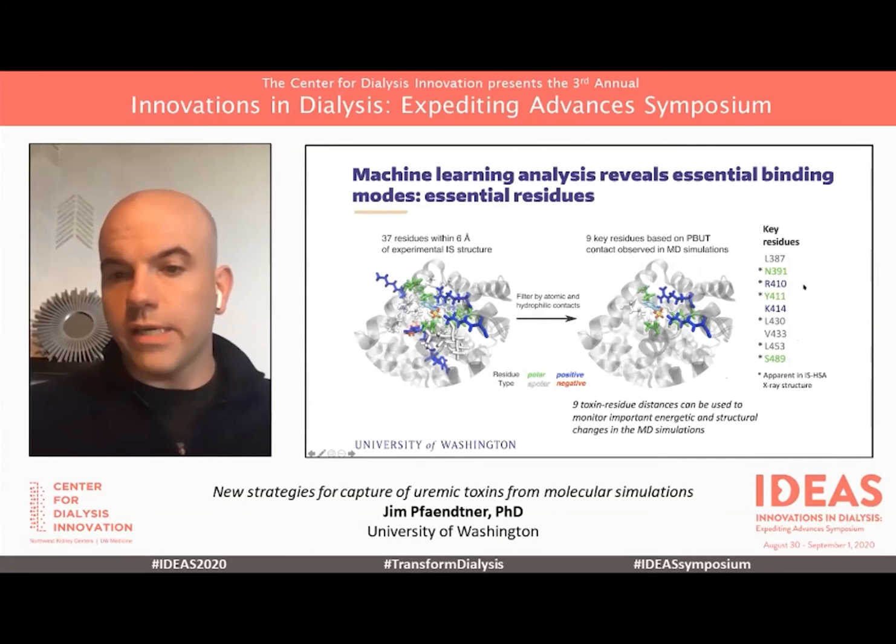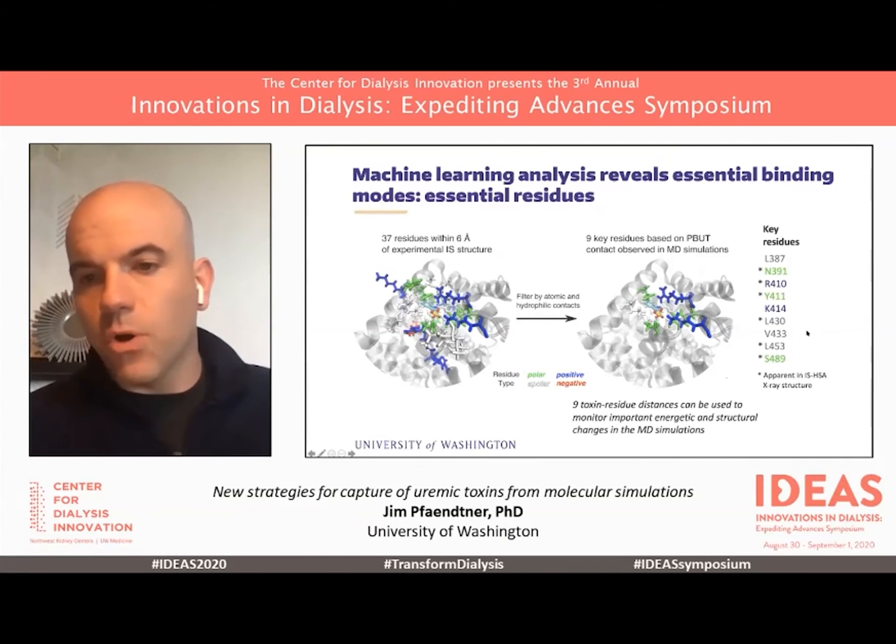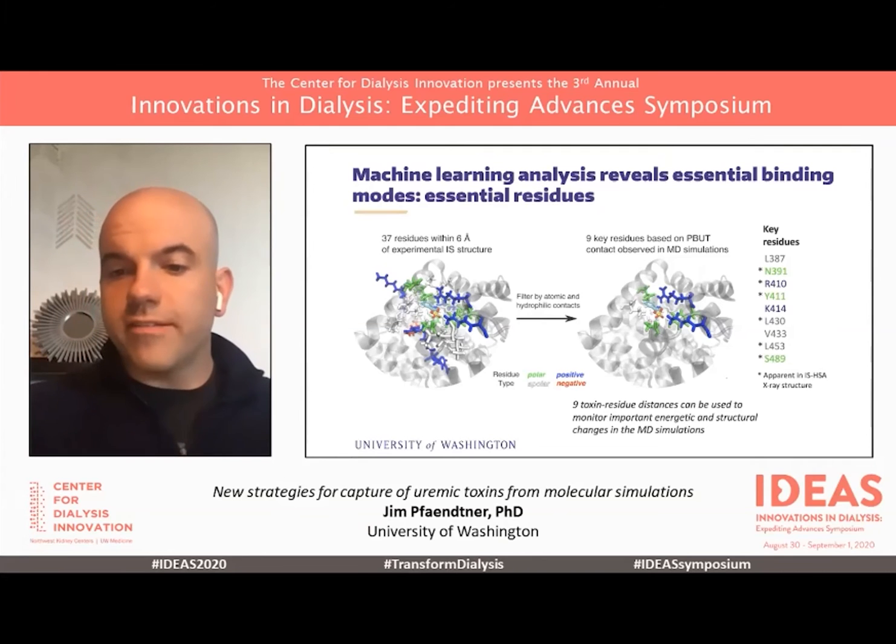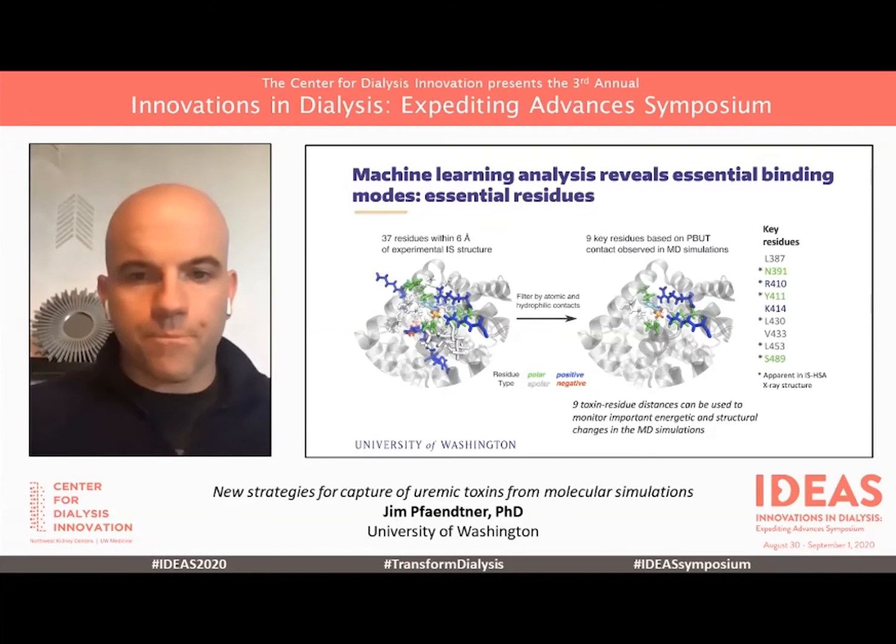There's polar ones shown in green. There's positively charged ones shown in blue, and then there's some apolar ones shown in gray. So this set of information is really useful, and it begins to tell us about the precise chemical nature of the average interactions or the structure across this diverse binding mechanism I told you about.